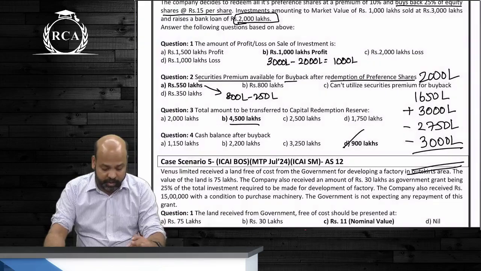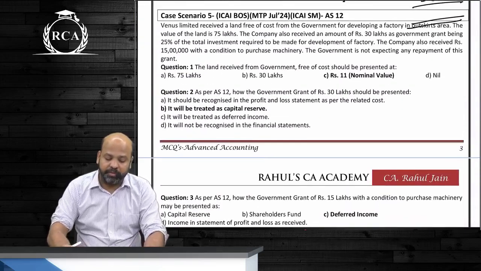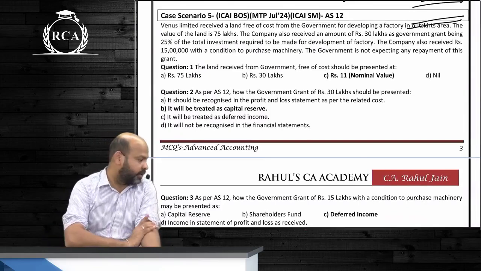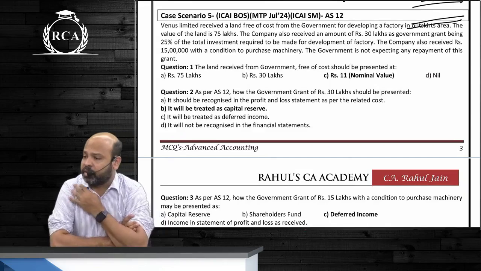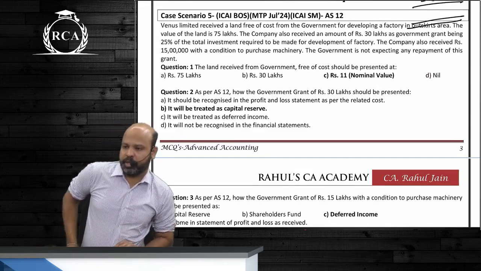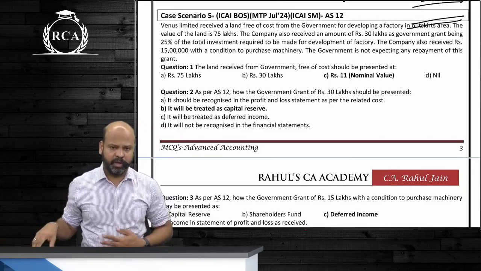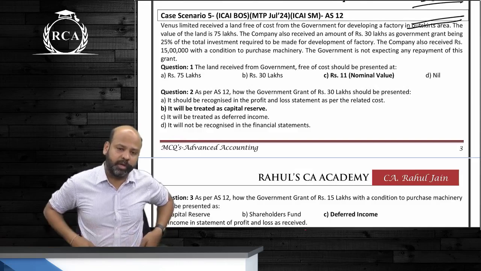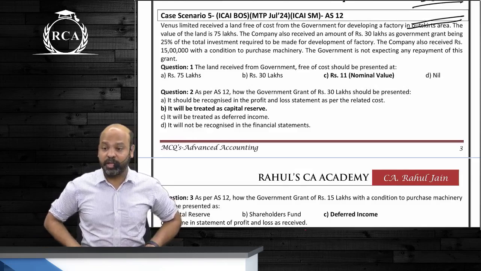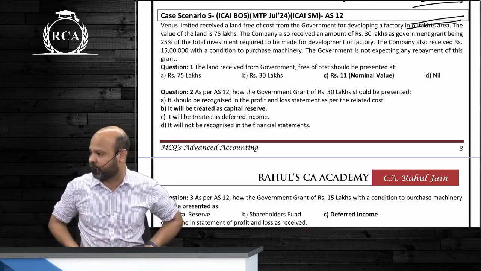Now guys, next case scenario guys. Venus Limited has received a land free of cost from developing a factory in outskirts area. Let us revise AS12 guys. Whenever you're receiving a government grant, you have to check whether it is a monetary grant or a non-monetary grant. Non-monetary grant is where an asset is directly received from the government. If you receive an asset guys free of cost from the government, what are you supposed to do? You're directly supposed to record the asset beta at nominal value. What if you receive the asset at a concessional rate?